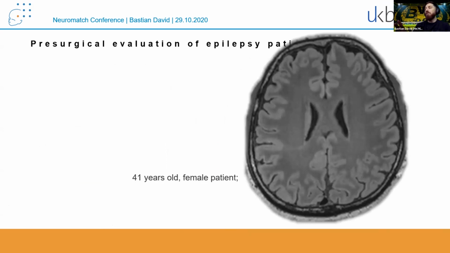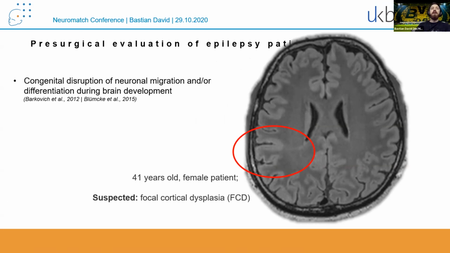It has become most crucial as for this patient, for example. It's a 41-year-old female patient, and she had a lesion. I won't play the guessing game now. She had a lesion in this region here, and our neuroradiologist suspected that it's a so-called focal cortical dysplasia, or in short, FCD. And these FCDs are congenital disruptions of neuronal migration or differentiation during brain development.